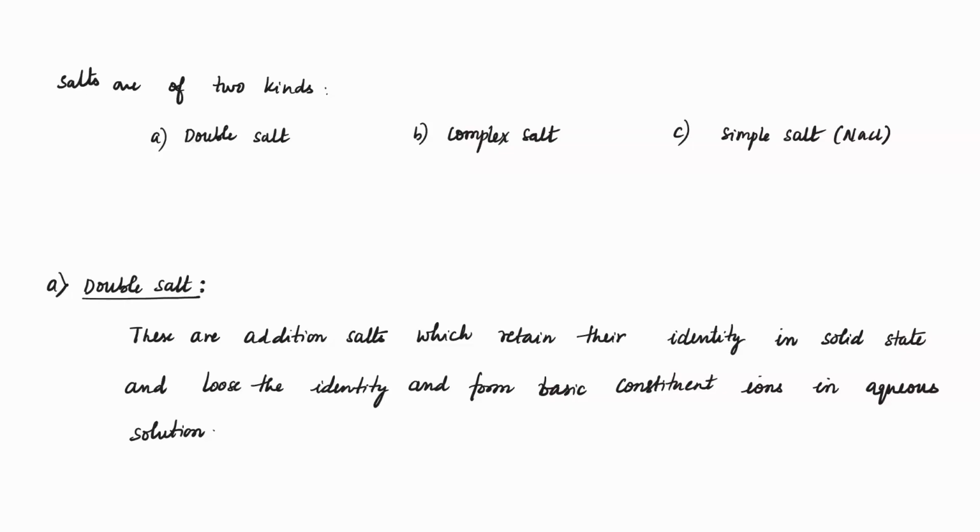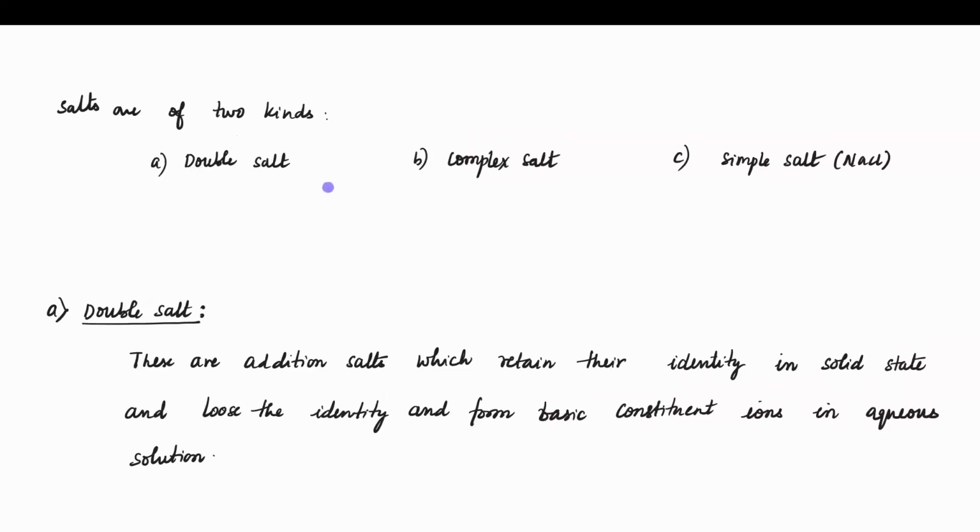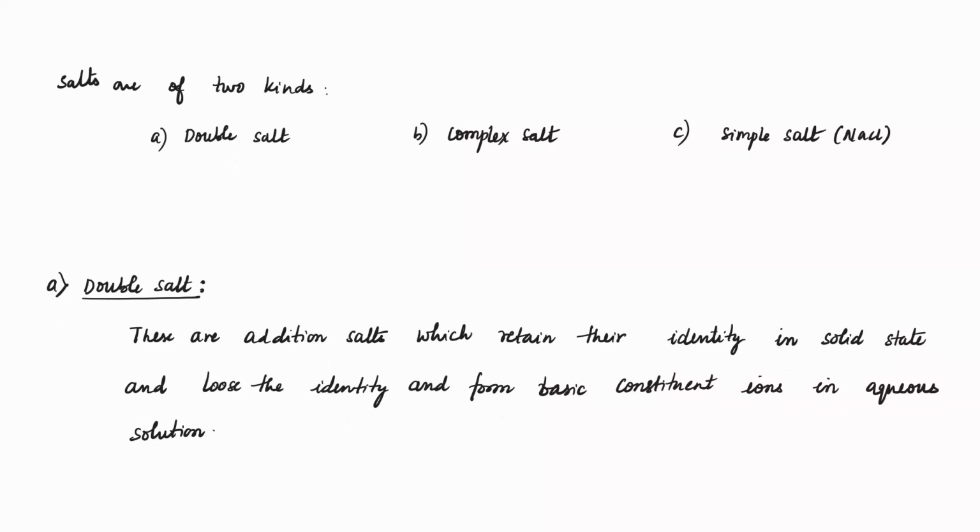When it comes to coordination compounds, the first thing you need to understand is that salts are categorized as two kinds. The first kind is called addition salts, and the other one is simple salts. Now, within addition salts, we have two kinds: one is a double salt, the other one is a complex salt.